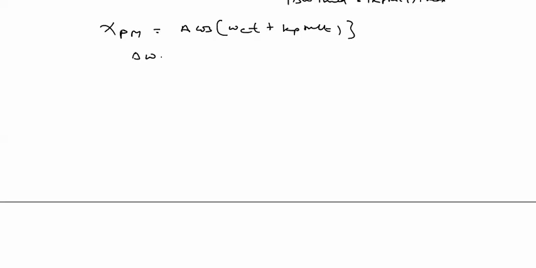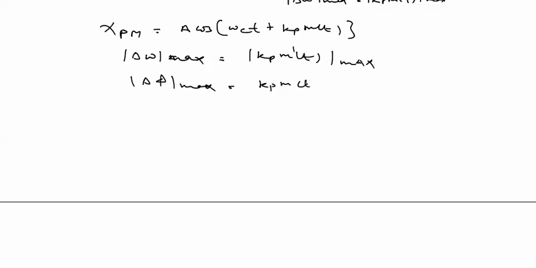Second one is frequency. Maximum frequency deviation is kp m'(t) maximum. Phase deviation is kp m(t) maximum, and beta is the maximum frequency deviation upon omega m.